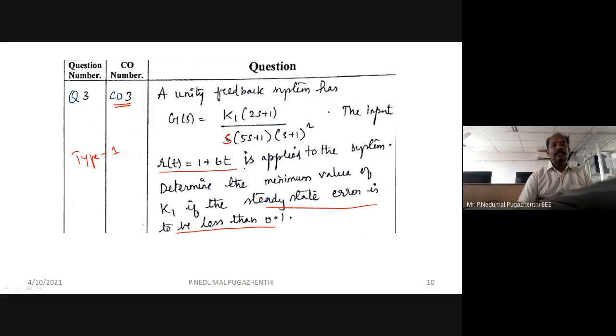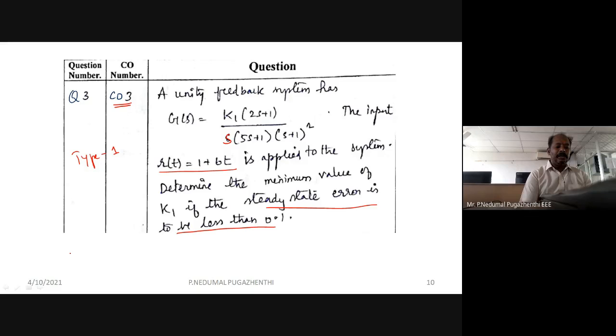So kindly go through the statement of the problem. It clearly mentions that it is a unity feedback system with an open loop transfer function provided, and the input supplied to the system is also provided, and they are asking to find the value of K1 in such a way that if you apply this input, you are able to get a steady state error less than 0.1. That's the question.